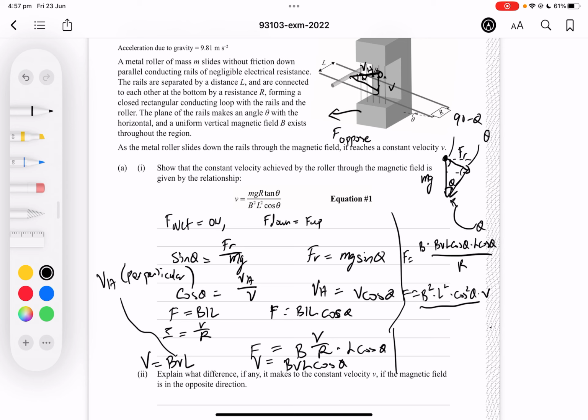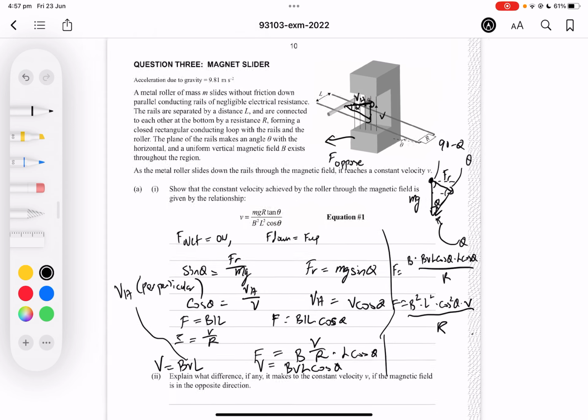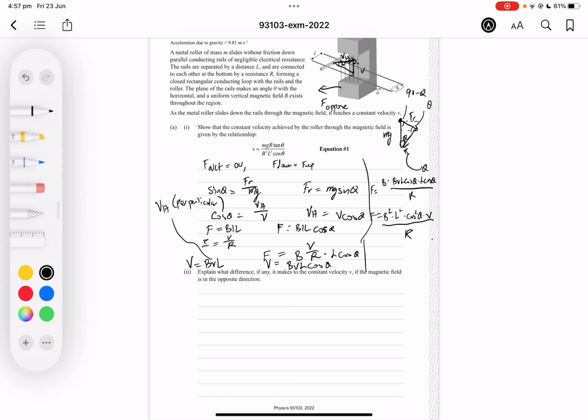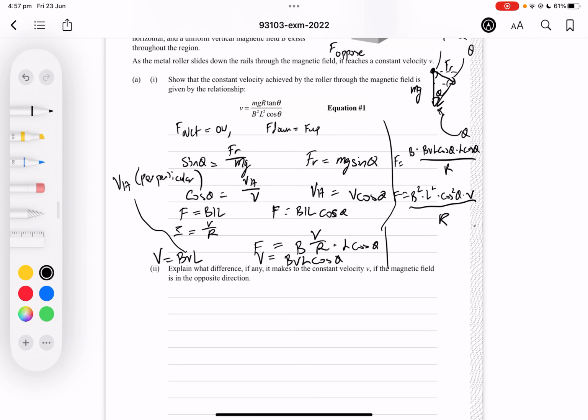divided by R. And we know that we want to equate F down equals F up. So F down equals F up. I'm just going to borrow some space from part 2. So F down equals F up. So therefore mg sine theta equals B squared L squared cos squared theta times V over R.